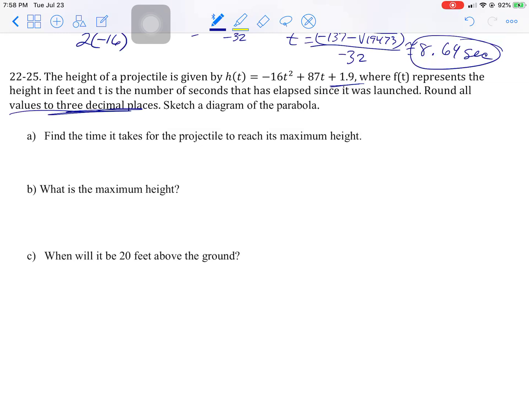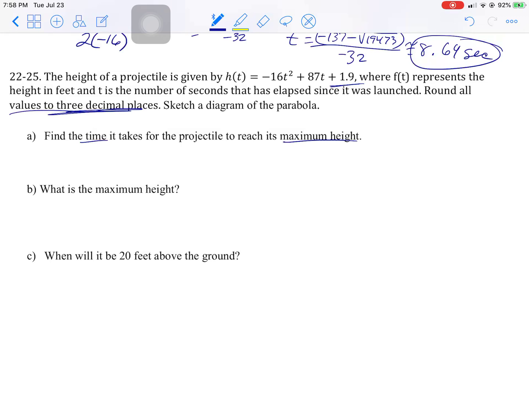So if we're shooting something up, it's going to have a maximum height. It's going to come back down. I'll do the drawing at the end. Let's see what it's going to look like. So let's find our vertex first. So we need the time. It asks for the maximum. That's code for get the vertex formula out.